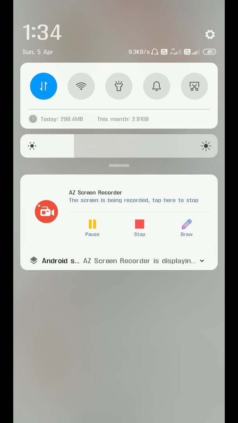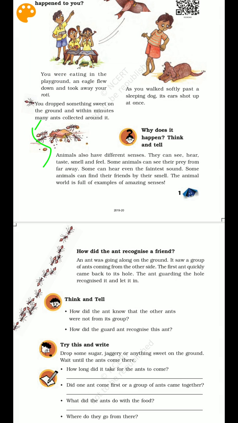Now, the next one is, I gave you already the example of a cup of tea. When you touch the cup of tea, you feel that it is hot. So, which organ is helpful to give the information about the cup of tea that it is hot? It is by which organ? It is by skin.